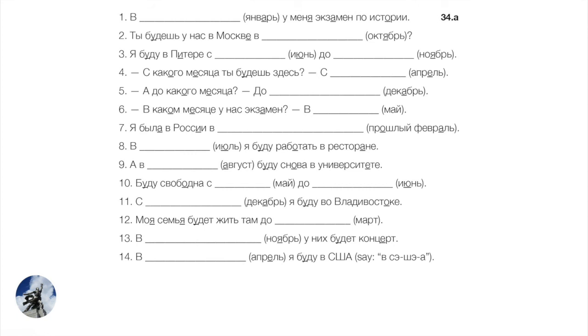Okay, let's see, number 10. I will be free from May until June. Буду свободна. Again, there we dropped the я, right? Я буду свободна or буду свободна с мая до июня. До июня. Number 11, from December, I'll be in Vladivostok. Right? As of December, starting in December, с декабря я буду во Владивостоке. Number 12, my family will live there until March. Моя семья будет жить там до марта.